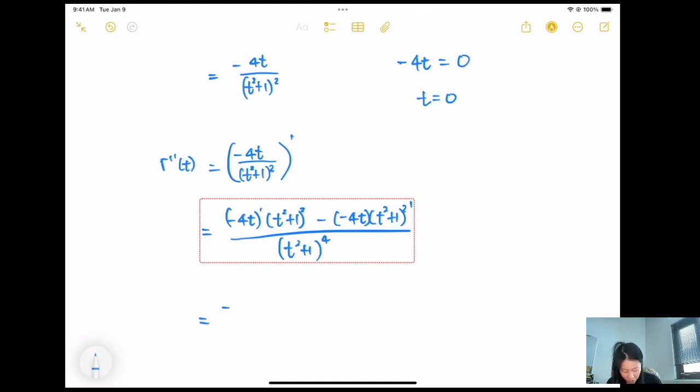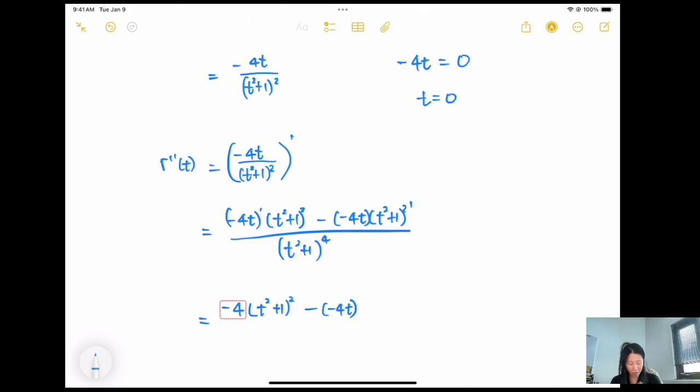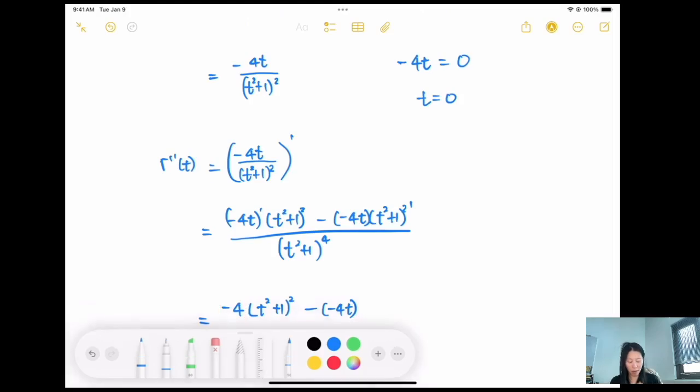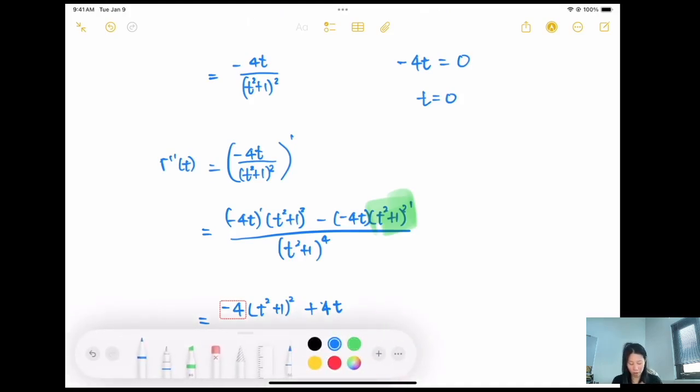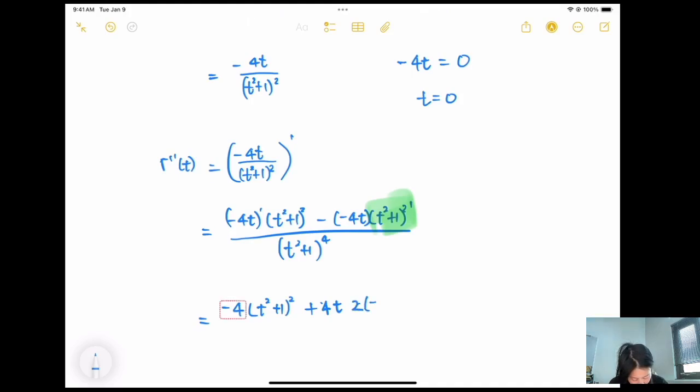So when you take the derivative, you get negative 4 times t squared plus 1 squared, minus negative 4t. We can simplify it by removing the parentheses. So I have a plus 4t. Oh, not 8t, 4t. Okay, now this guy needs to take a derivative. We need to apply the chain rule in here. So in the chain rule, we have 2 times t squared plus 1 and take the derivative inside the parentheses. So we have 2t.